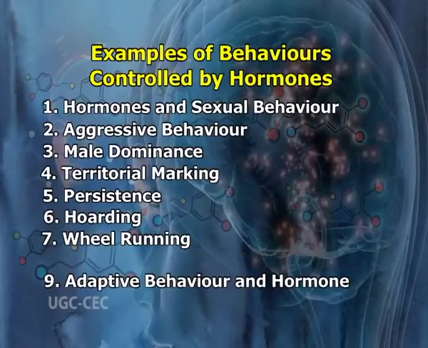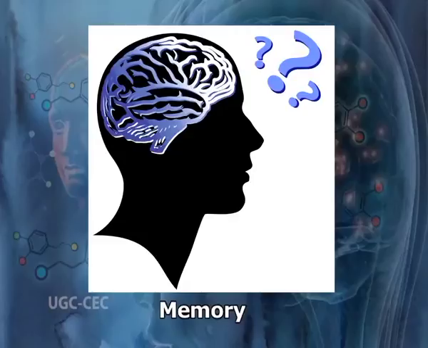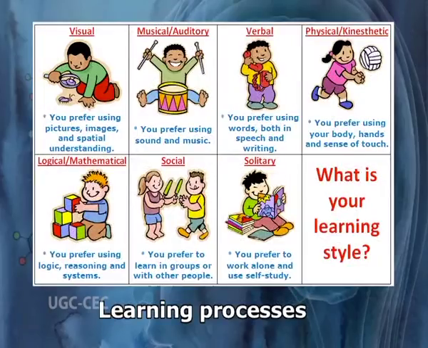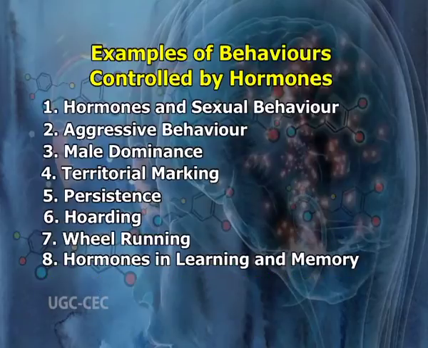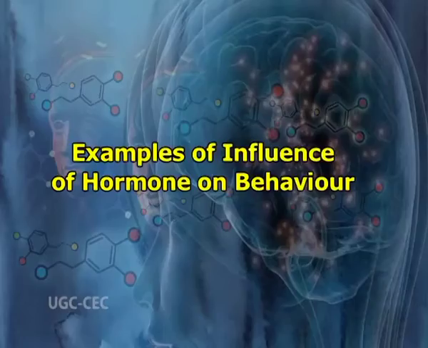Number 8, hormones in learning and memory. MSH or ACTH, that is hormone secreted by anterior lobe of pituitary gland, influences memory and learning processes. Number 9, adaptive behavior and hormone. Vasopressin, a hormone of neurohypophysis, maintains adaptive behavior of animals.